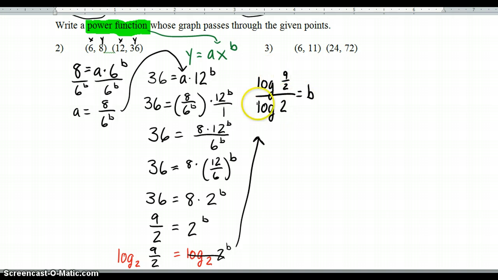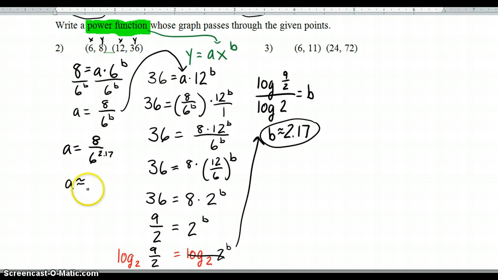Then we can go ahead and type this into our calculator. Be careful with those parentheses. And we should end up getting b to equal approximately 2.17. So I'm halfway there. I've got my b value. Then I'm just going to take that and substitute it in for my b value over here. So a equals 8 divided by 6 to the 2.17. I can go ahead and type that into my calculator as well. And I should get approximately 0.164.